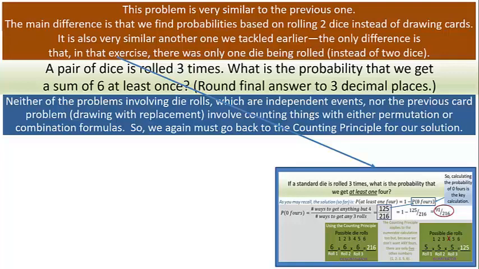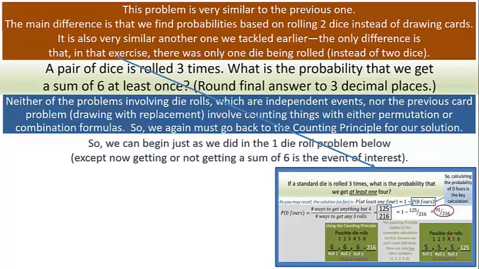None of the problems involve counting things with either permutation or combination formulas. We can't use those when we're drawing with replacement or any case where they're independent events. So again, we've got to go back to the counting principle for this solution. But otherwise, it's very similar to the one die roll problem. If you look at that in the lower right corner, the only difference is instead of looking at probabilities involving getting 4s, which is what the other problem resolved, we're trying not to get a sum of 6.